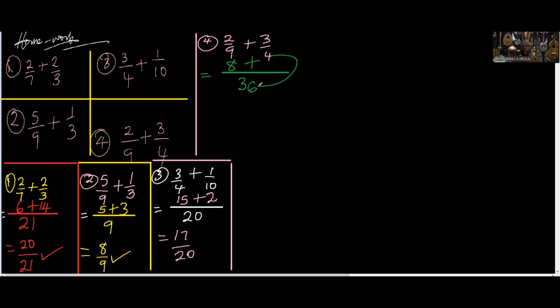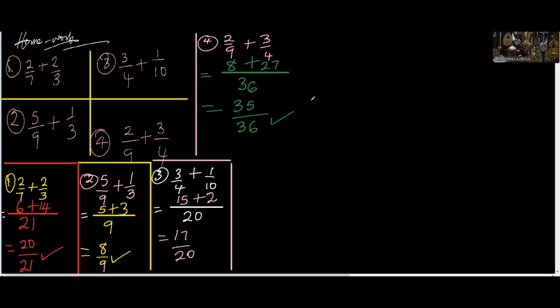Plus, how many 4 in 36? That's 9. 9 times 3, 27. So what will be my answer now? Tell me. 35 over 36. Yeah. Is this clear to you?